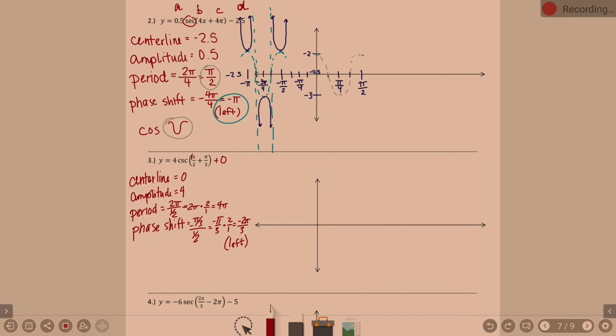What are we graphing? Cosecant is the reciprocal of sine. What's a sine curve look like? Mountain valley, yes?